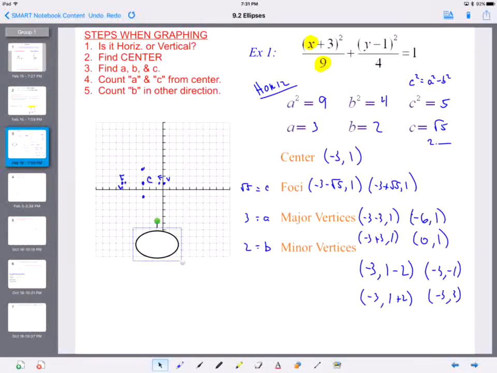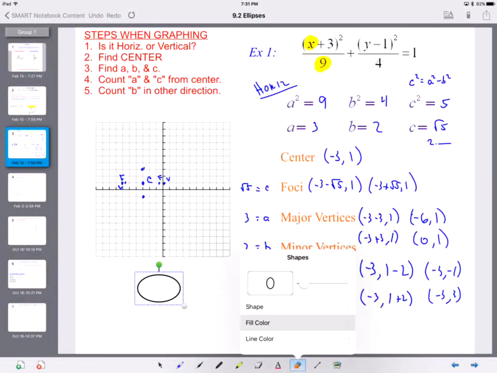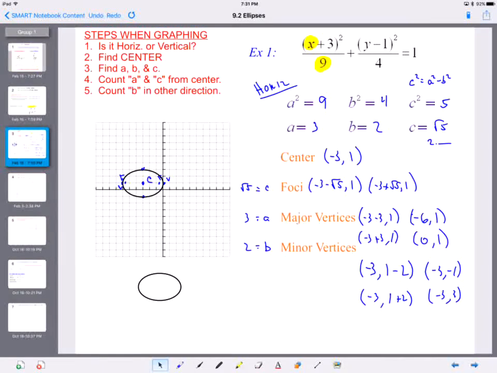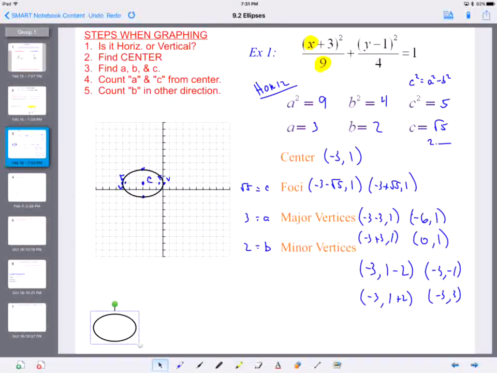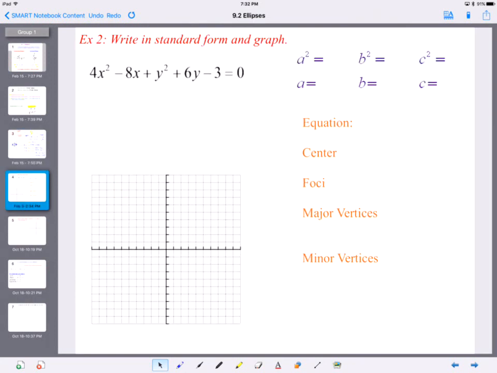Well, it shouldn't be filled in, but I don't know if I can fix that on this. Let's see, fill color, none. Alright, so let's try again. There we go. And so there's our ellipse. I can delete that, but anyways, that's the information going through there and then actually graphing it. So, alright, so that's the first aspect, is being able to graph. The second one is being able to write the equation.